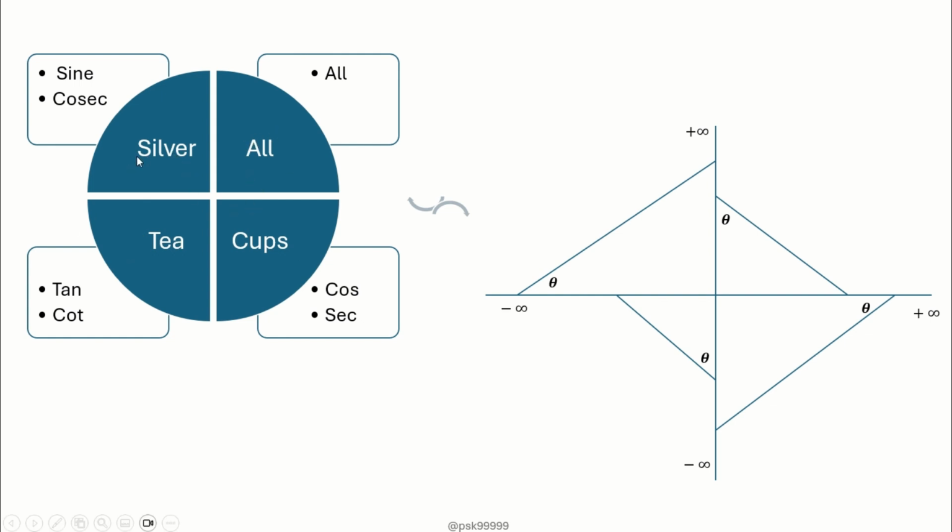Silver Tea Cups. Silver, you take S. S is sine and cosec; these two are reciprocals, right? Sine and cosec. Then T stands for tan, so tan and cot are reciprocals. Cups, C stands for cos and secant, reciprocals. So this way you can remember them easily.